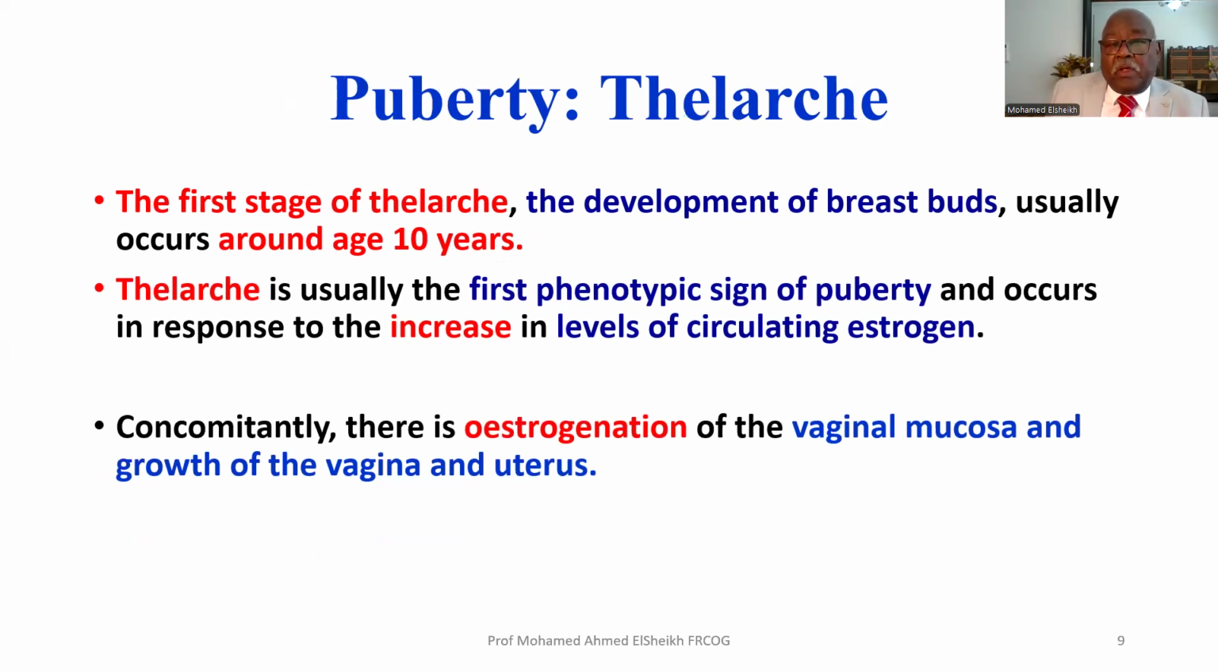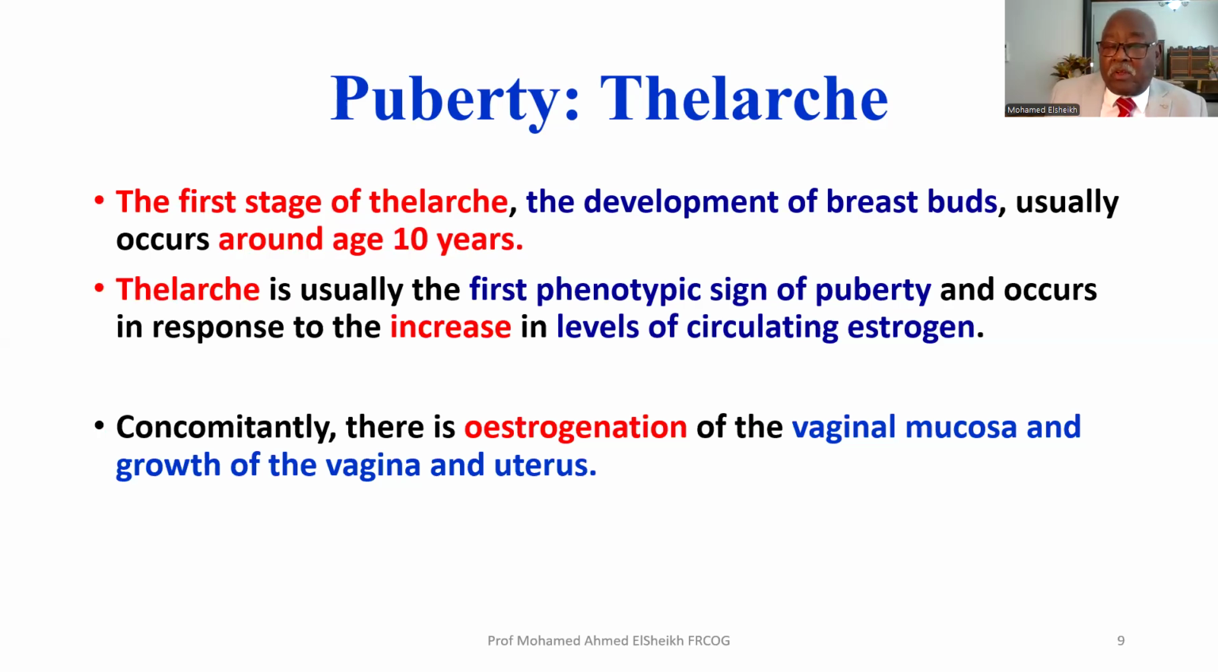The first stage of thelarch, which is the development of breast buds, usually occurs around the age of 10 years. Thelarch is usually the first phenotypic sign of puberty and occurs in response to the increase in circulating estrogen. So the first phenotypic change you note in the girl as a sign of puberty is the development of the breast buds as a result of estrogen production.